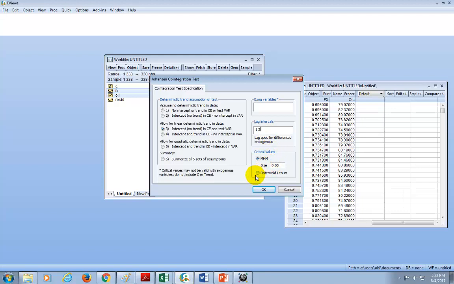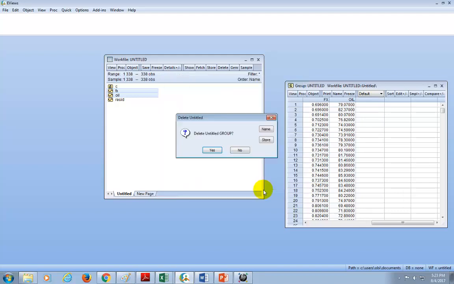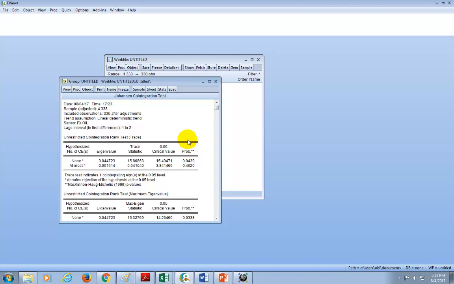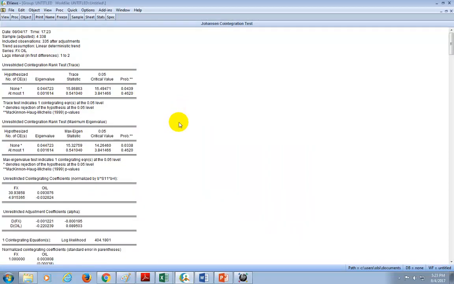Now, I already determined in my unit root test that the series require only an intercept, no trend, because I didn't see any discernible trend in exchange rates and oil price. So I'm going to leave this as is, and we click OK. I'm going to click yes so it can replace that with outputs. So here's the output that you see here. Now let me expand this so you can see it well.